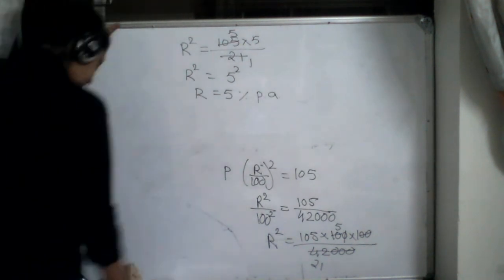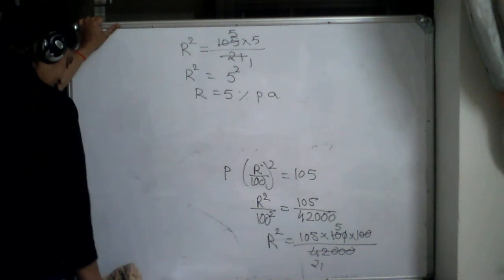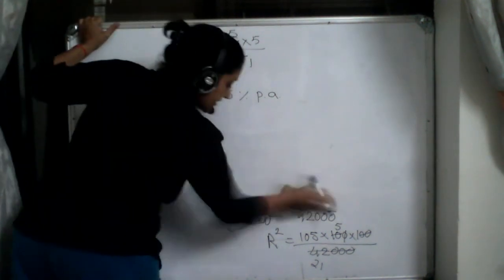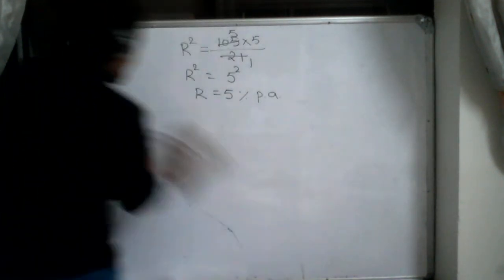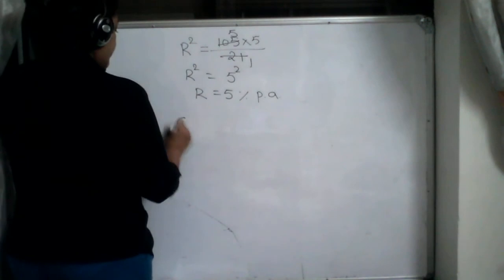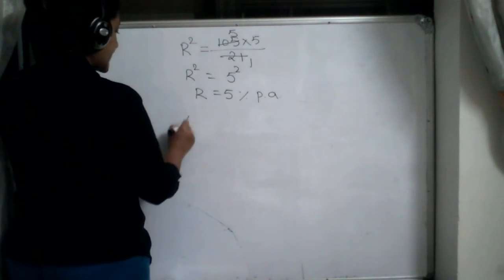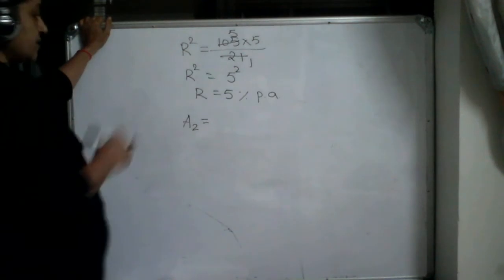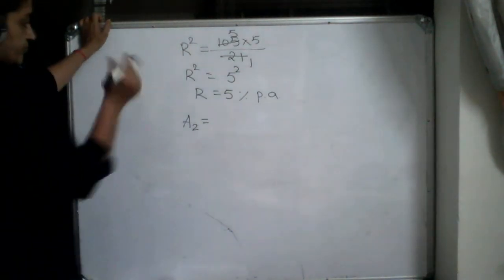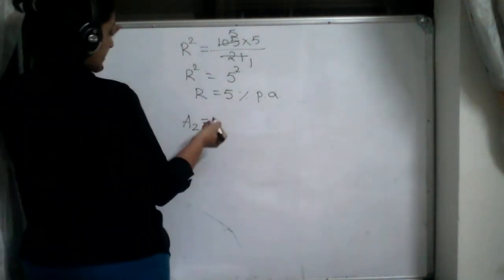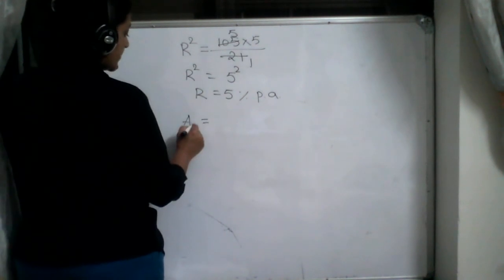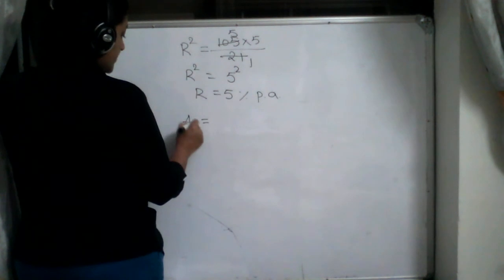Now what is asked in the second part? The compound interest earned in the second year. Now you can find that also. You can find compound interest earned in the second year. Now let us see amount for the second year. Why am I saying amount? If you subtract principal from this, you will get the CI.